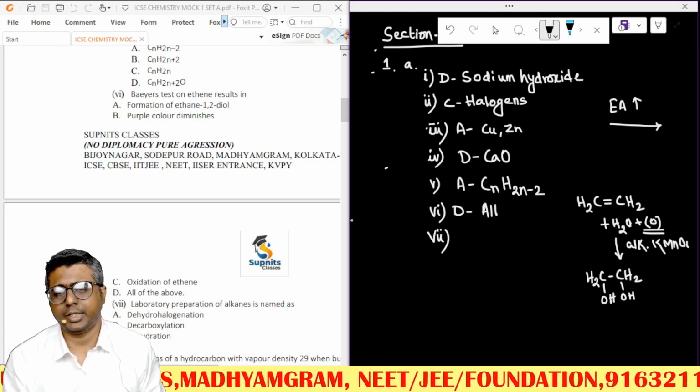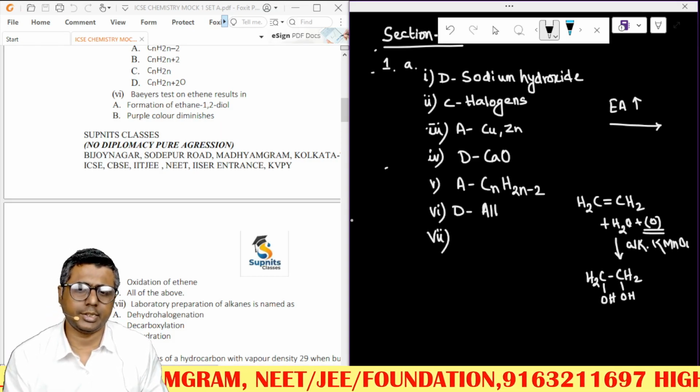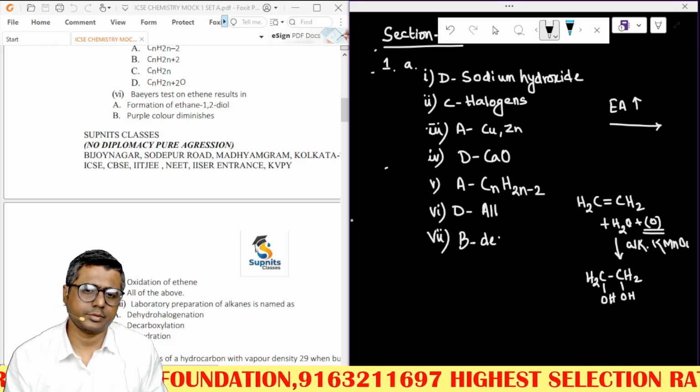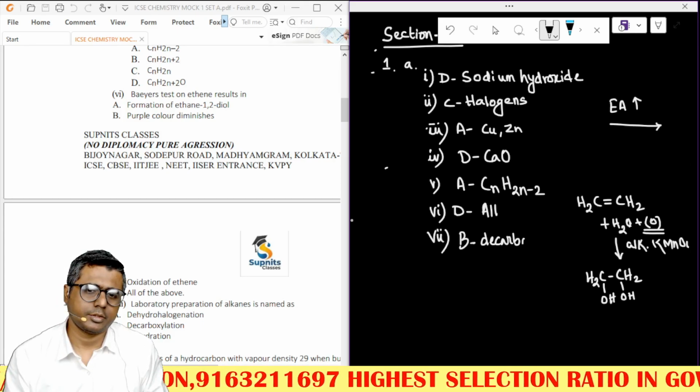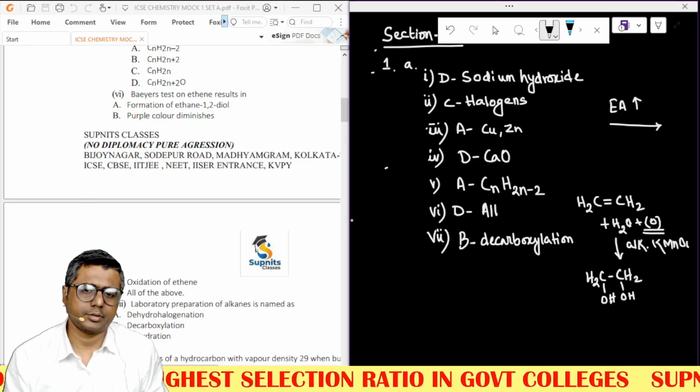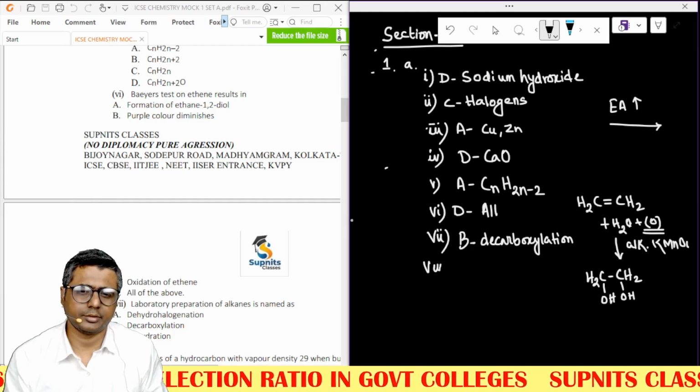Laboratory preparation of alkanes is named as decarboxylation. Very standard question. B. Decarboxylation.